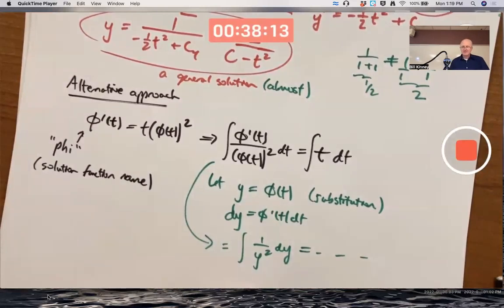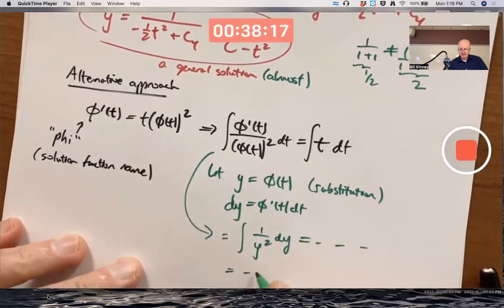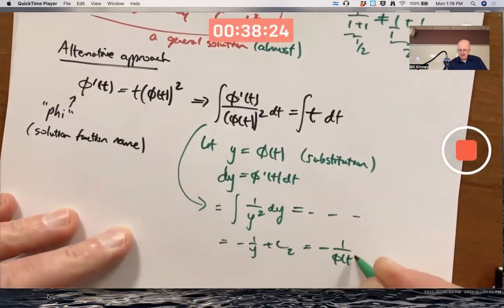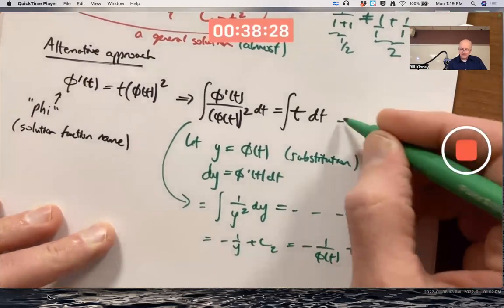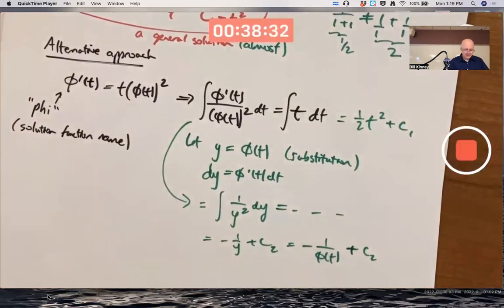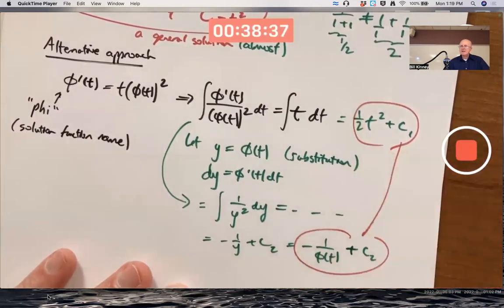When we do this integral, we could write the answer as negative 1 over y plus c2. You could replace the y with phi of t. You could write this as negative 1 over phi of t plus c2. And the goal would be to solve for phi of t in the equality between these two things. But it would be the exact same process and you get the exact same answer.